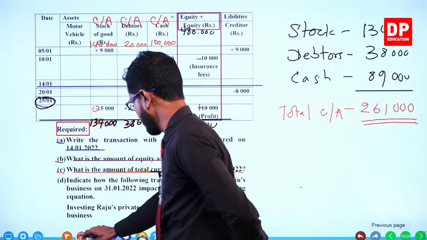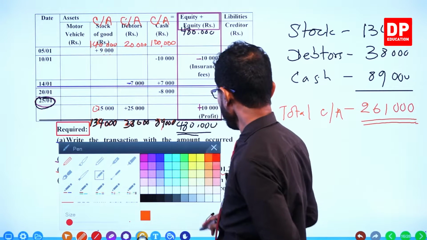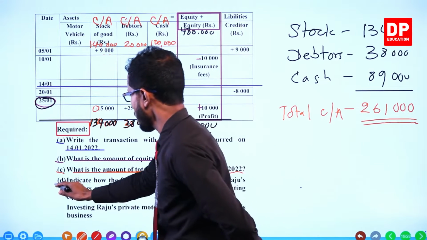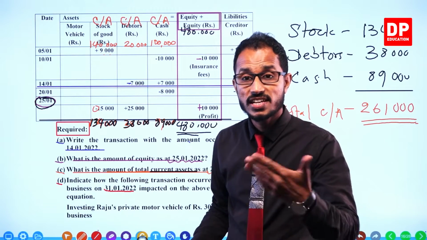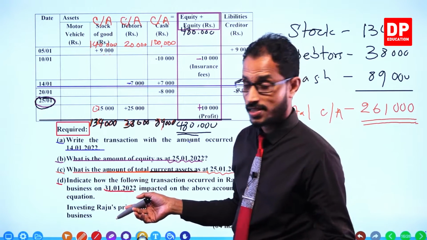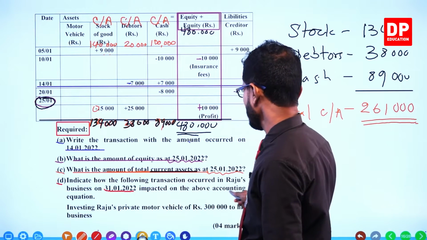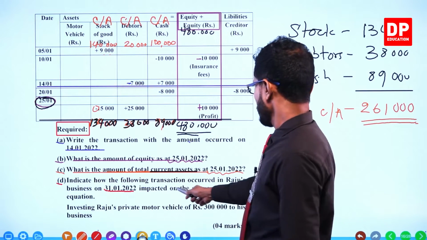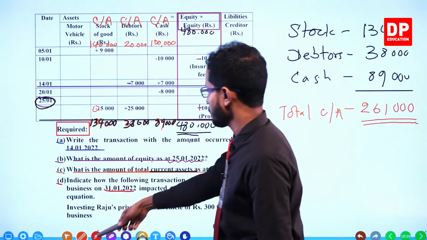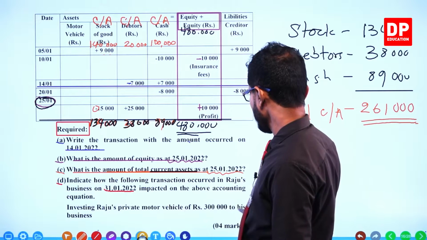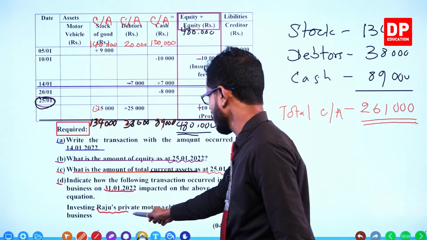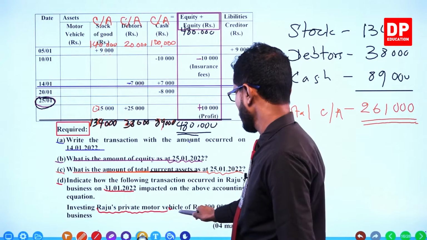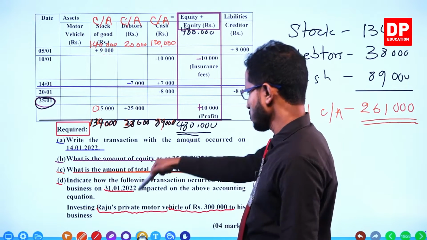Is there another part? Yes, there's another part. That is D. We'll use red for D. D part. Indicate how the following transaction occurred in Raju's business on 31st January, the very last date of the month. That is like a new transaction that happened on 31st January, impacting the above accounting equation. You have to record here: investing Raju's private motor vehicle, 300,000, into his business.